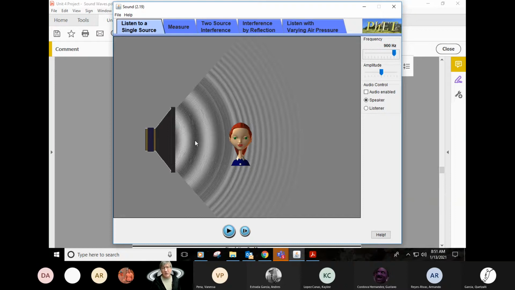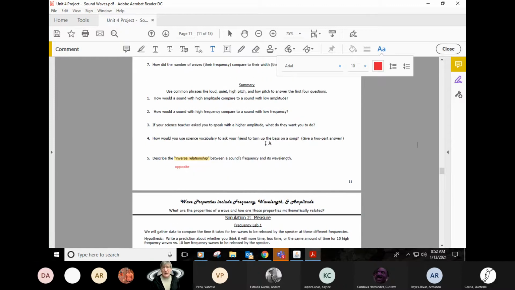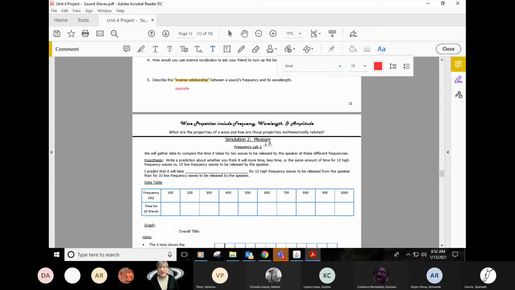For this big one, large wavelength means small frequency. As one increases, the other decreases. So keep that in mind. We see when we change one, it changes the other also. So we did that together last week.